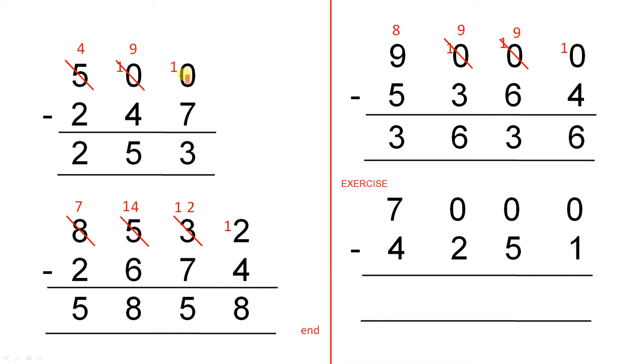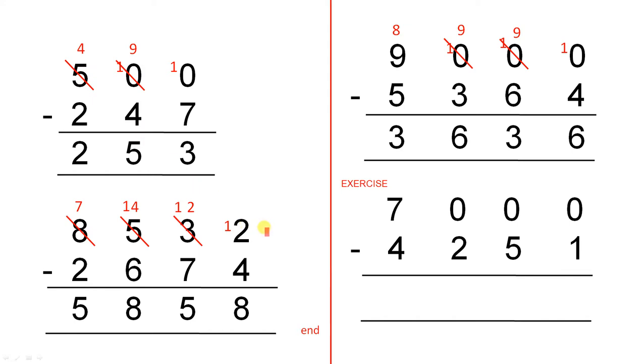Now we can trade. 0 take away 7 we can't do, so that 10 now becomes a 9. And there's the 1. 10 take away 7 gives us 3, 9 take away 4 gives us 5, and 4 take away 2 gives us 2. Quick check, 3 plus 7 is 10. 5 plus 4 is 9, 2 plus 2 is 4.